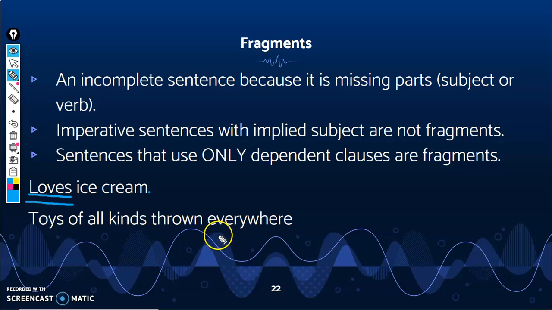"Toys of all kinds thrown everywhere." So toys is our subject, and this is our prepositional phrase, but it's missing information. So it's missing the idea of what comes next. What happened to those toys of all kinds that were thrown everywhere? So it needs more information in order to have that aspect there. Okay, so it has a subject, and it does look like it has a verb, but it's still missing the other information. It's missing the more information to tell you what's going on with it.